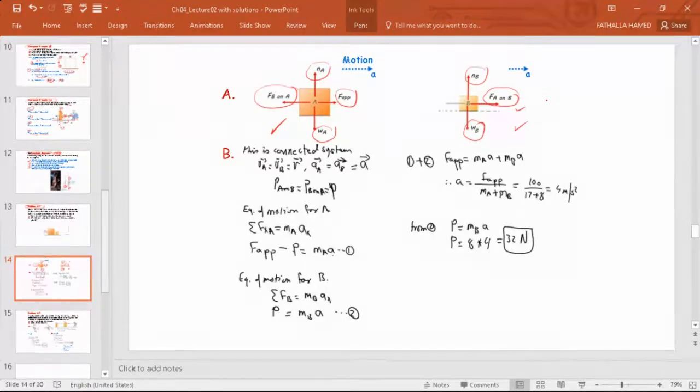Now this is a system, and this system will move with the same velocity, will move with the same acceleration. So that's why we say that velocity of A equal velocity of B is equal to the velocity of the system. The acceleration of A should equal the acceleration of B. It's the acceleration of the system. Now, the force applied by A on B should equal in magnitude the force applied by B on A, and we give it a symbol P here.